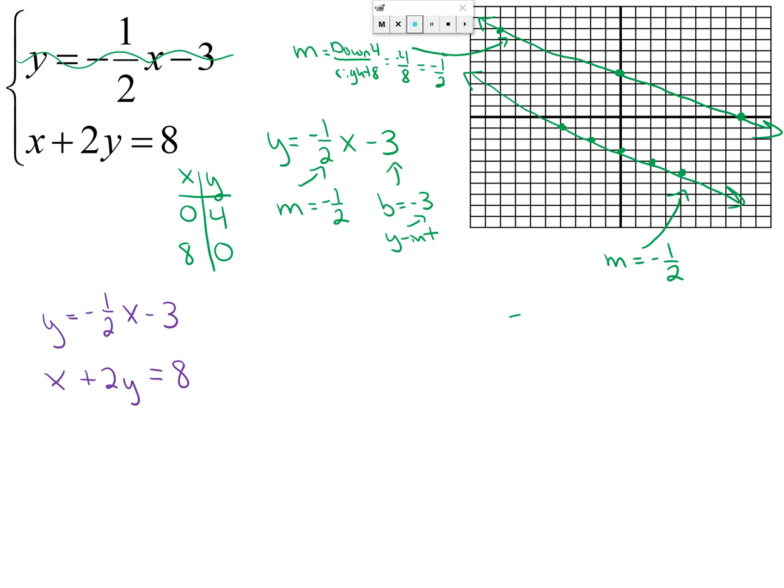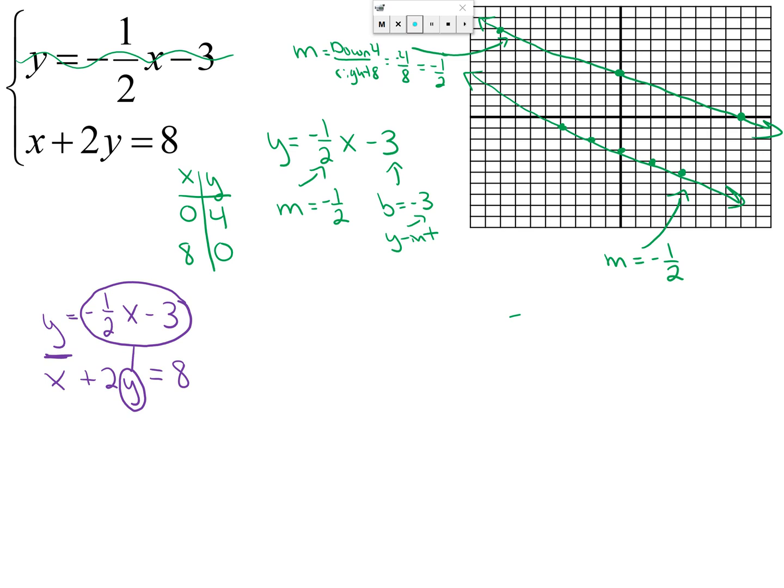As I look at this system, I see a y all by itself. I see a y that's solved for. When I look at this system, x's and y's aren't lined up. So elimination is not going to be my choice. I've got a y solved for. I have a y all by itself. This system, the way it is set up, we should be substituting. Could you do elimination? Could you move the 1/2 x over and then multiply to try to eliminate? Yes, you absolutely could.